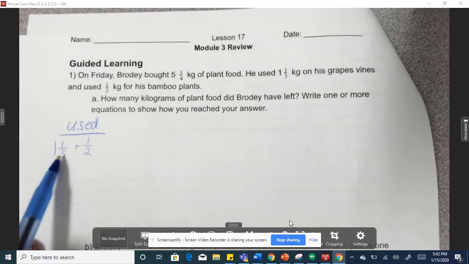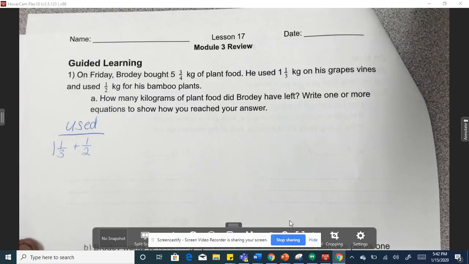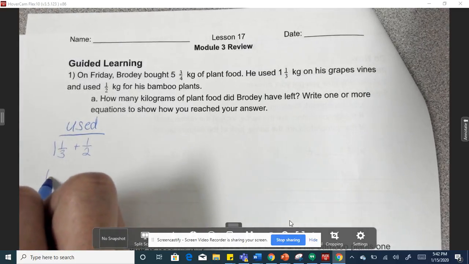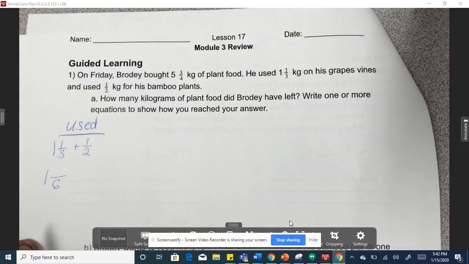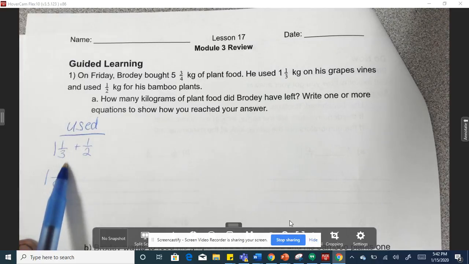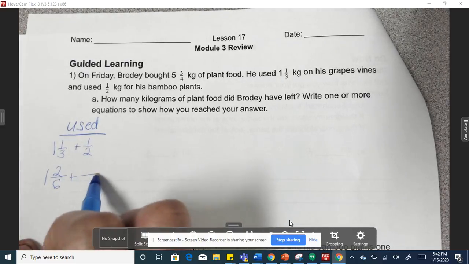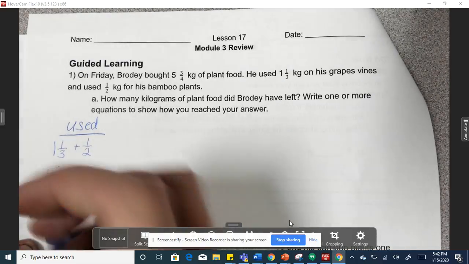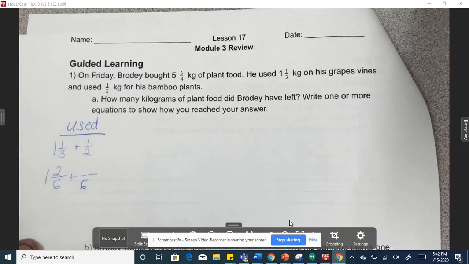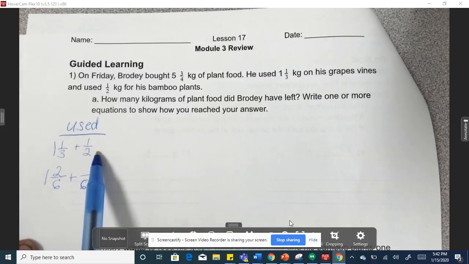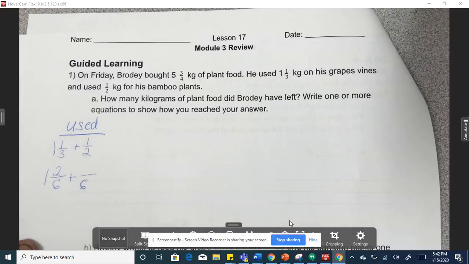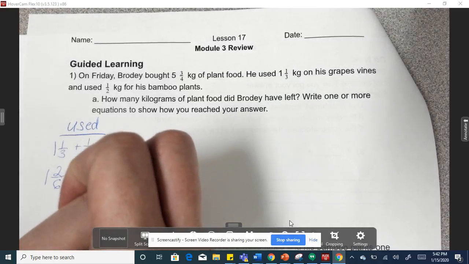So I want to start by adding these, but I see these are not the same denominator. So I can list out my multiples, but I do know that my common denominator is going to be 6. So I have 1 and something over 6. Well, I know 3 times 2 is 6, so 1 times 2 is 2. Let's do the same thing here. We know our denominator is 6. All right, so we see that 2 times 3 is 6, so 1 times 3 is 3.